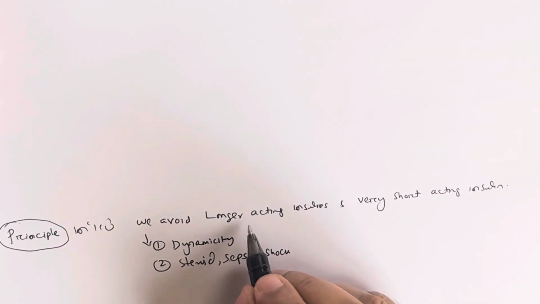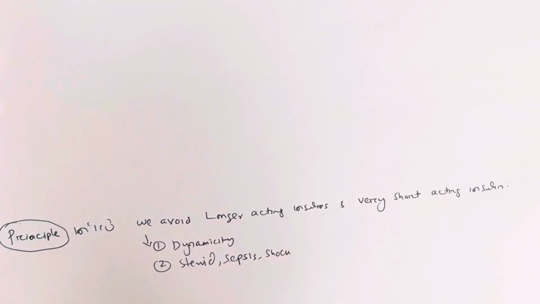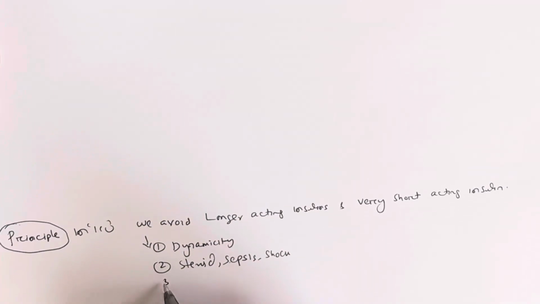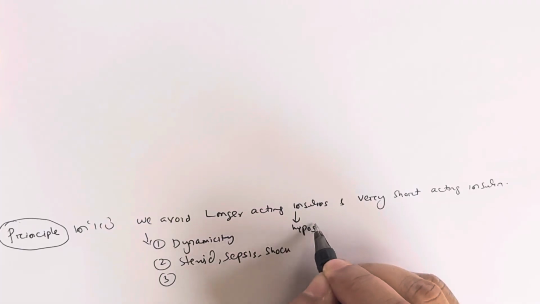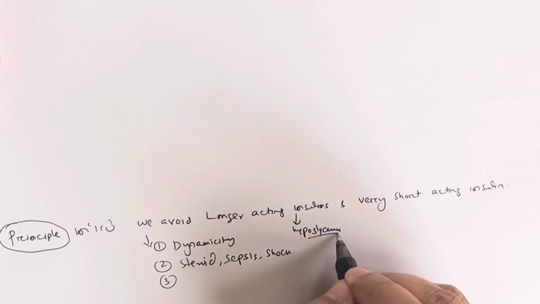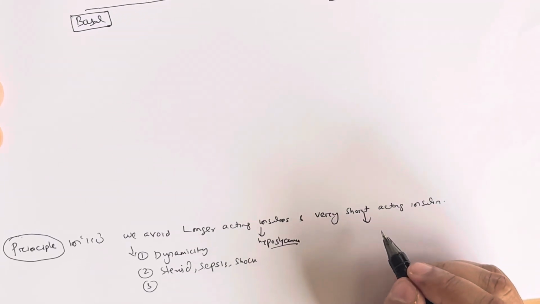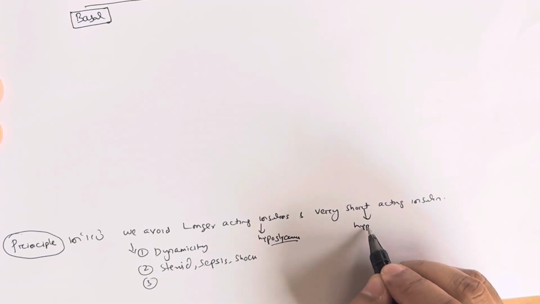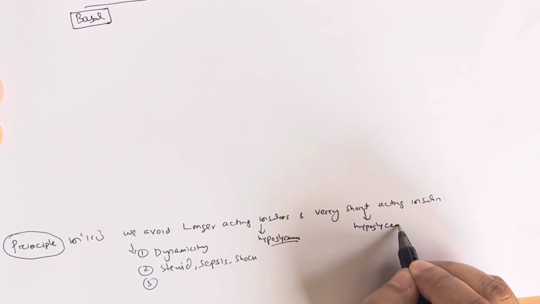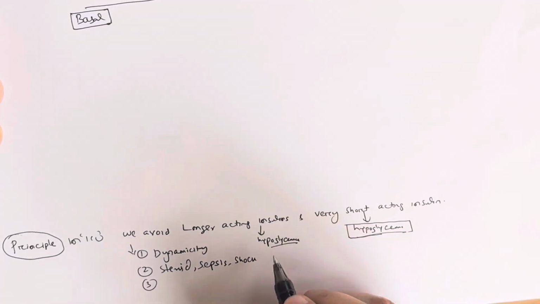So if you give a very longer acting insulin, suppose you are going to do a procedure and you have to keep the patient NPO. Now you have already given the longer acting insulin. So there is risk of hyperglycemia, right? Or very short acting insulin, what will happen? You have given the insulin, but some patients are not able to take the food. There is feed intolerance. So what will happen? There will be hypoglycemia.